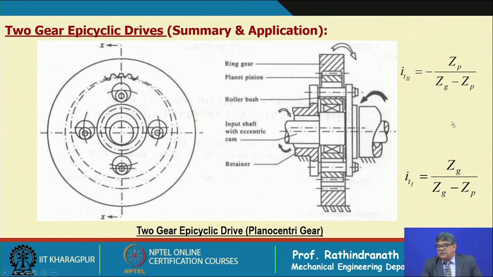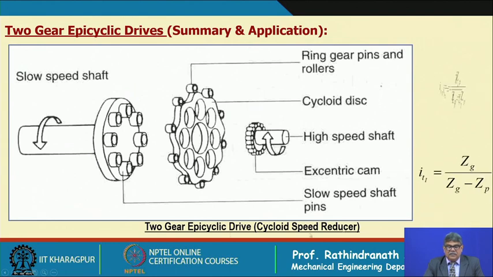That means, in the rotating model which I have shown, Zg, the number of lobes in the outer, was 7 and this difference is 1. So, we get a reduction of 7. In the case of such a planocentric drive, this difference is usually 3 or 4, whereas the teeth number of the pinion may be 100 or 99. So, in that case we will get a transmission ratio equal to 33.